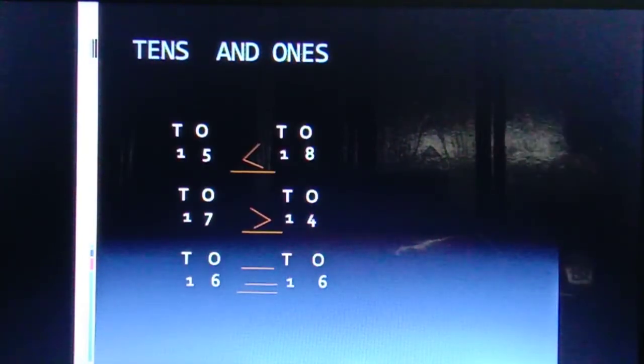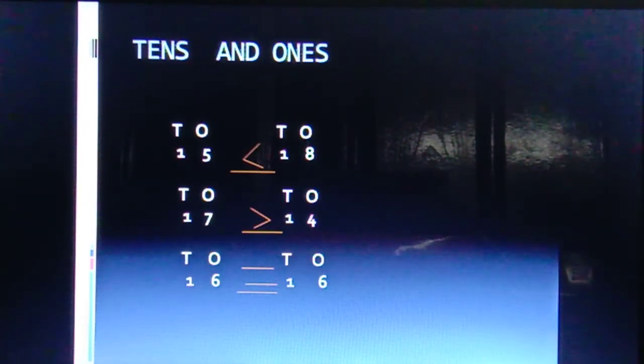Now we move on to the comparison on the basis of tens and ones. Here there are three questions written on the screen. Let's move on with the first one. The first question has two numbers, 15 and 18. Here above the numbers tens and ones is written. Now first we move on with the digit present at the tens place for comparison. The digit present at the tens place in both the numbers is the same, that is 1.